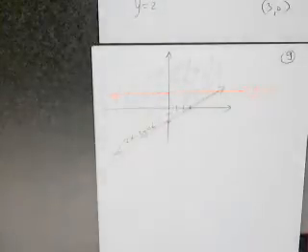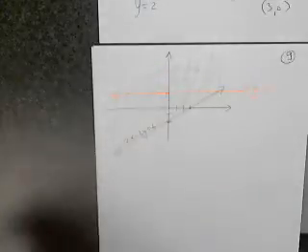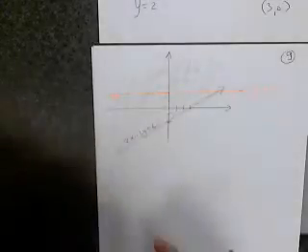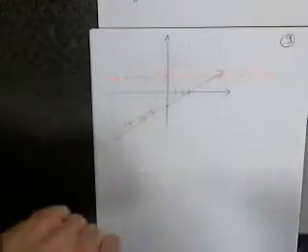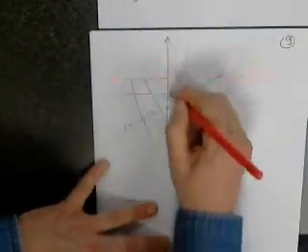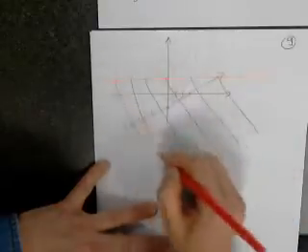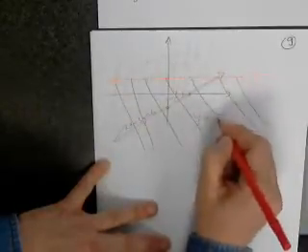This is y greater than 2, and this is y less than or equal to 2. So greater than or equal to 2 or less than or equal to 2. Which one do I choose? Above or below? Below. Y less than or equal to 2.